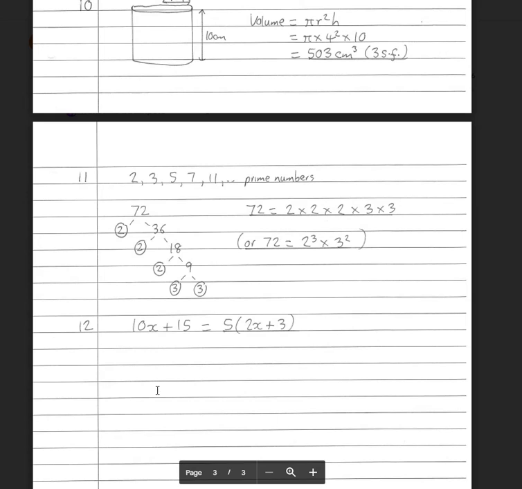Lastly, question 12 is, you've got to factorise it. So we've got 10x and 15 there. So we look to see what factors they share. Well, 10 and 15 are both in the 5 times table. So that factor of 5 that they both share goes outside the bracket. What's left goes inside. So we need 5 times 2 to make 10, and 5 times 2x to make 10x. 5 times what makes 15? 3 goes here. So 5 lots of 3 makes 15.